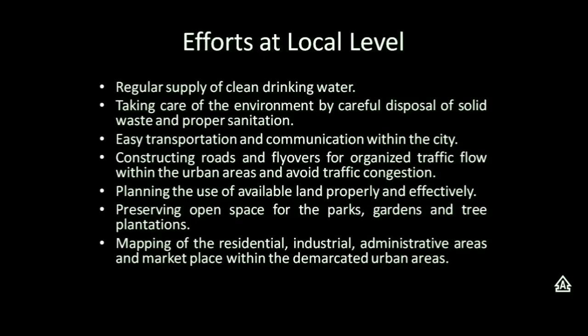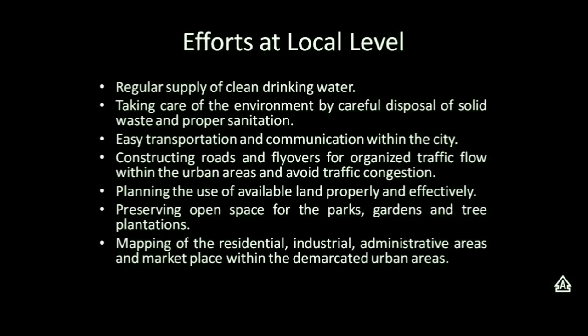The municipalities in small towns and corporations of big urban centers play a significant role in keeping the city clean, and these are the efforts at the local level. Their main responsibilities are a regular supply of clean drinking water, taking care of the environment by careful disposal of solid waste and proper sanitation, easy transportation and communication within the city, constructing roads and flyovers for organized traffic flow within the urban areas and avoiding traffic congestion, planning the use of available land properly and efficiently, preserving open space for parks, gardens and tree plantations, and mapping of the residential, industrial, administrative areas and marketplaces within the demarcated urban areas.